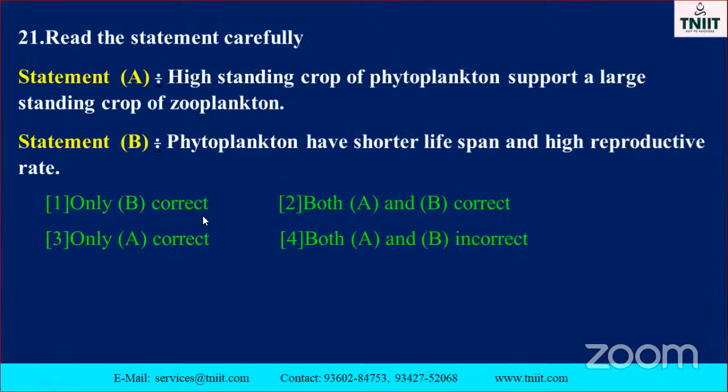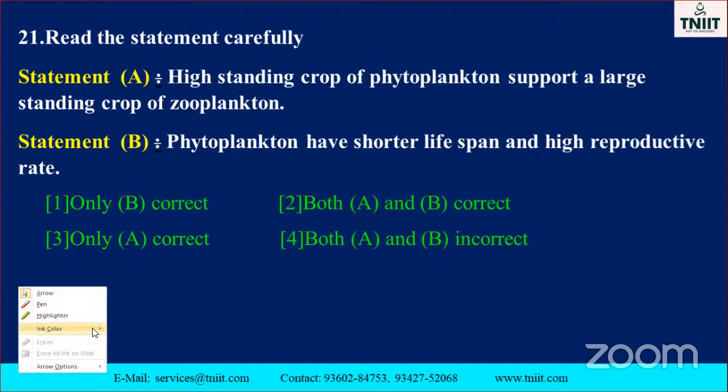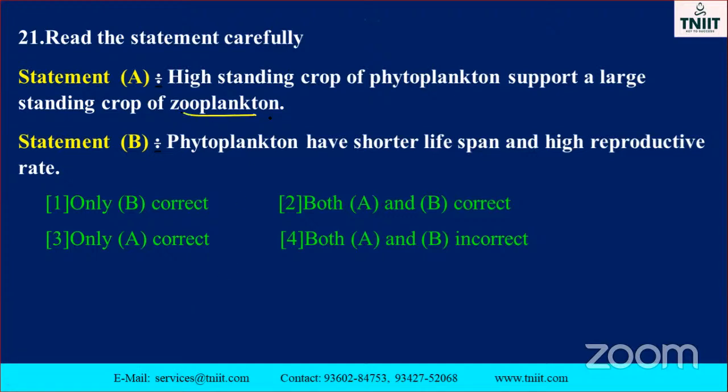Read the statements carefully. See that a high standing crop of phytoplankton supports a large standing crop of zooplankton. Where is this? Ecosystem. Zooplankton or phytoplankton. Phyto means plant, zoo means animal. Phytoplankton have a shorter lifespan and higher reproductive rate. A high standing crop of phytoplankton is not possible because it has a short life. So it is not possible.